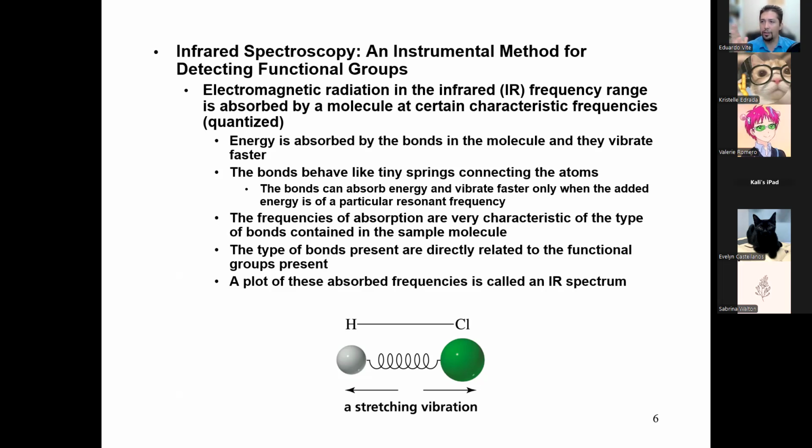But we do a scan of all sorts of frequencies, and then once that energy matches the energy of a specific vibration, it'll get absorbed, and we can measure the drop in the signal, and that's what we call a peak. So we do a whole scan, we look at where the peaks are showing up, and the location of the peaks gives us the energy of the vibrations. And the energy of the vibrations tells us what type of bond it is, what type of functional group it is. Does that make sense?